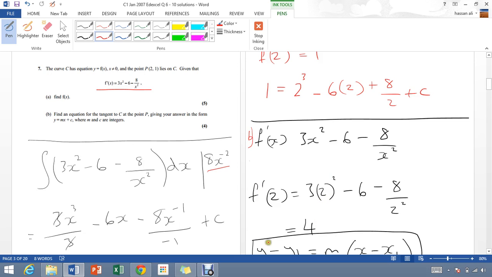Right, so show it like this. f dash of 2 will equal 3 times 2 squared minus 6 minus 8 over 2 squared, and that should give you 4.